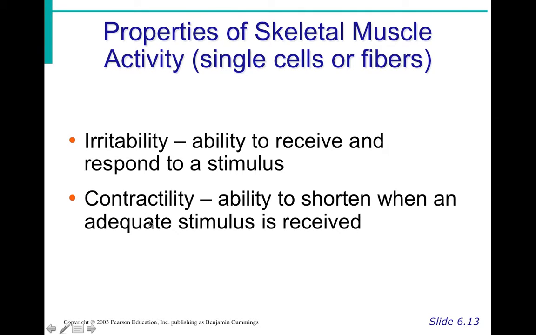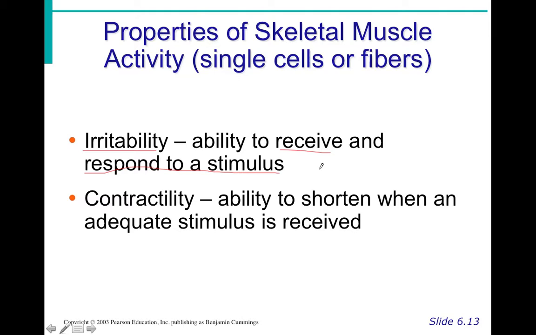So there's two things that our skeletal muscles can do. A couple of their properties, there's irritability and contractility. They sound a lot alike, but they really are different. If you're irritable, you receive and respond to a stimulus. Think about a little brother, little sister, maybe a parent.